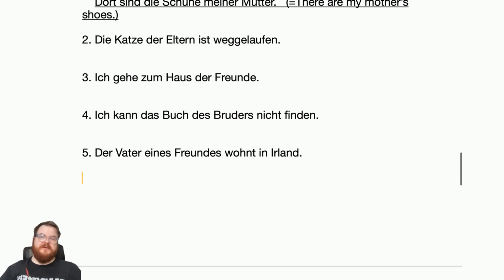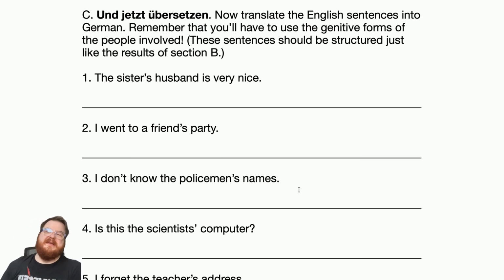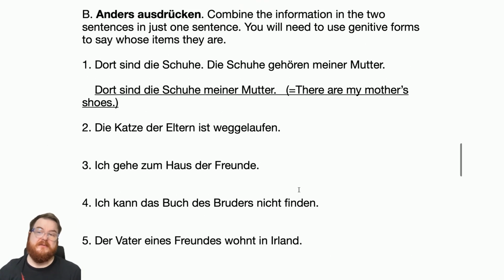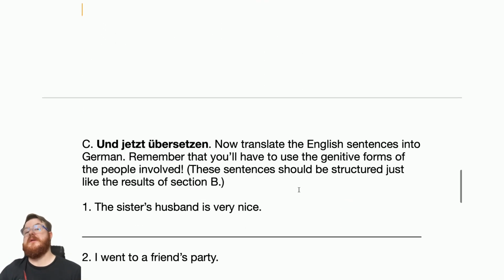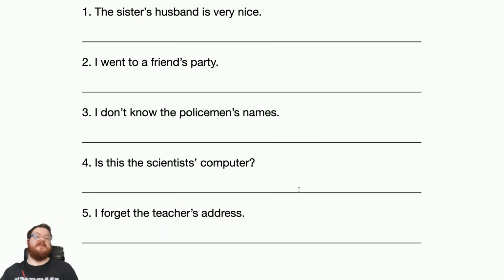Good. Hopefully these weren't too difficult. We have one last activity. Übung C. Und jetzt übersetzen. Now translate the English sentences into German. Remember that you'll have to use genitive forms for the people involved. These sentences should be structured just like the results of section B. So the ones that we just did, the sentence structure is going to be more or less the same for part C. And what we're doing is translating the English into German.